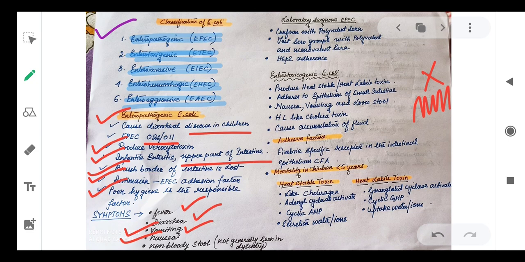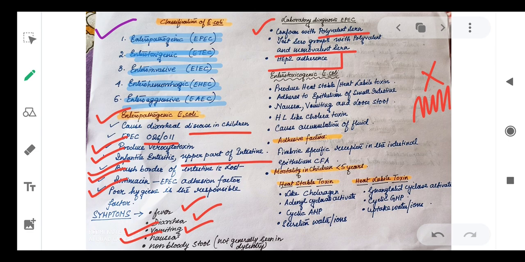Now if you go for the laboratory diagnosis, confirm with polyvalent sera. Two serological groups with polyvalent and monovalent sera are there. And the presence of the HEp-2 adherence factor is another important factor.